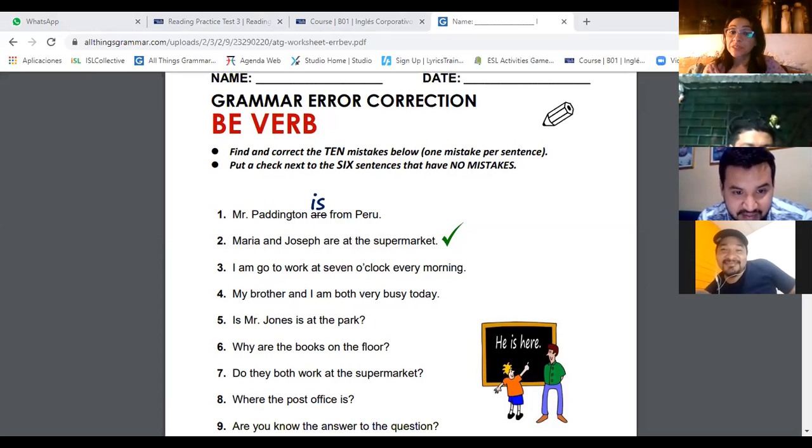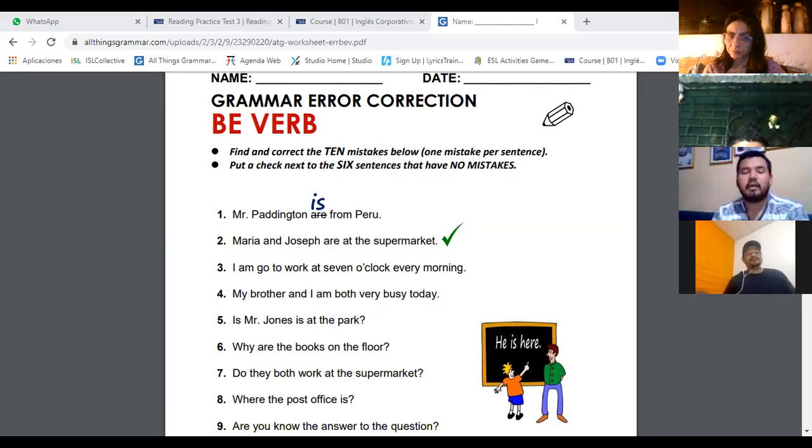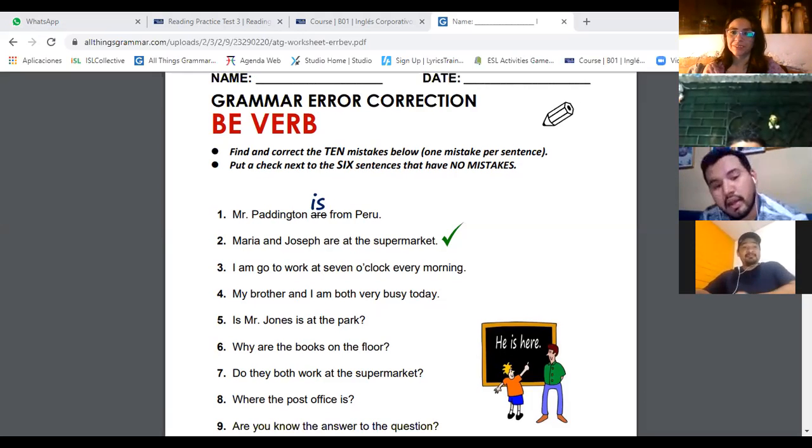Okay. Plus, guys, go is a verb. And I cannot have the verb be with go. Okay. I am to work at 7 o'clock every morning. Voy a omitir el am. Les voy a decir, I go to work at 7 o'clock every morning. Okay, las demás estaban bien.